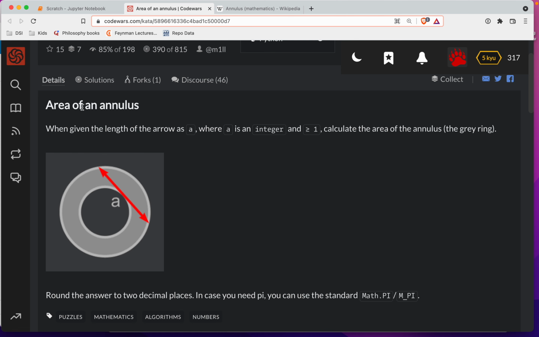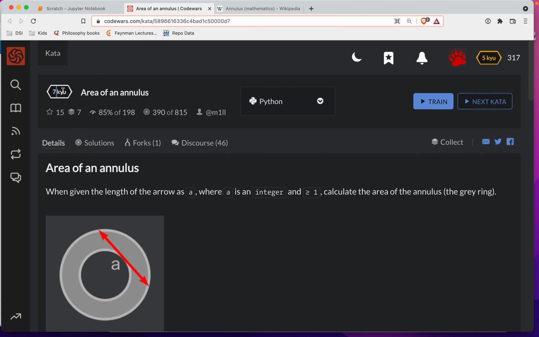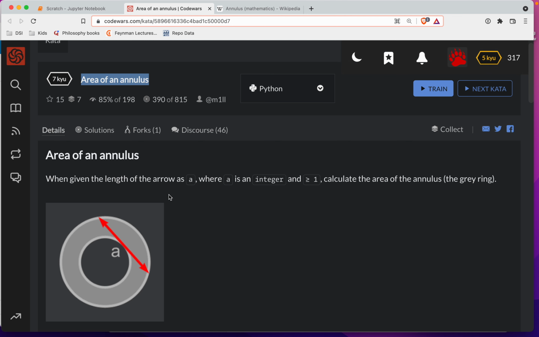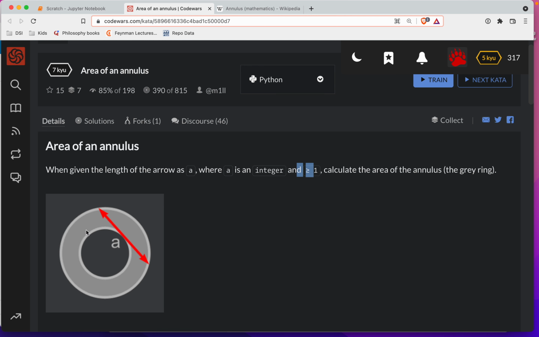Wars challenge. This one is a level 7. We're doing it in Python, and it's called area of an annulus. So the area of an annulus, I had to look this up. An annulus is the ring here. So when given the length of the arrow a, where a is an integer and it's going to be greater than 1, calculate the area of the annulus, the gray ring.